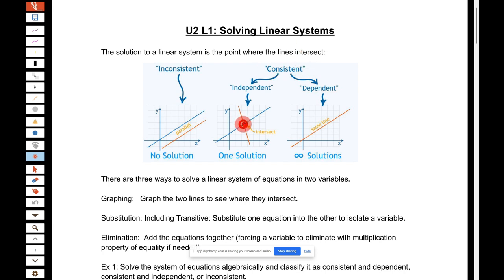And it depends on whether there's going to be one solution, which would be consistent and independent, meaning the two lines are not the same. One of them does not depend on the other. So that's when you get one solution, one set of coordinate points. And consistent dependent is when the two lines are the same line and they cross everywhere. They're dependent on each other for every single point. That's infinite solutions.